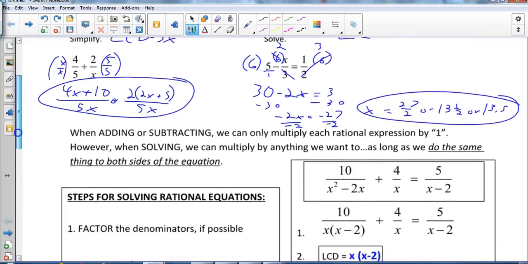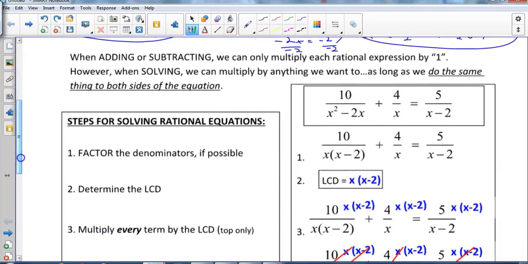So let's take that new concept to rational expressions. So remember, when adding or subtracting, we can only multiply each rational expression by 1. It has to be the number 1. That's why we multiply by 5 over 5, or 2x plus 3 over 2x plus 3. But when we're solving, we can multiply anything we want to as long as we do it to both sides. So with adding and subtracting, we have to be fair top to bottom. And on equations, we have to be fair left to right. So we have to make sure everything happens on both sides.